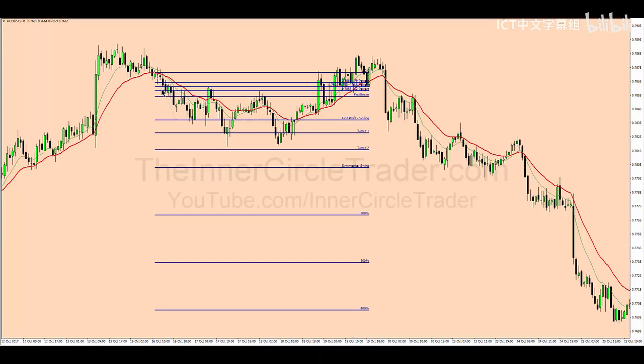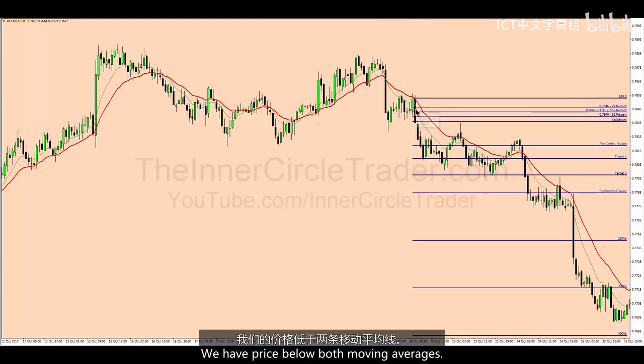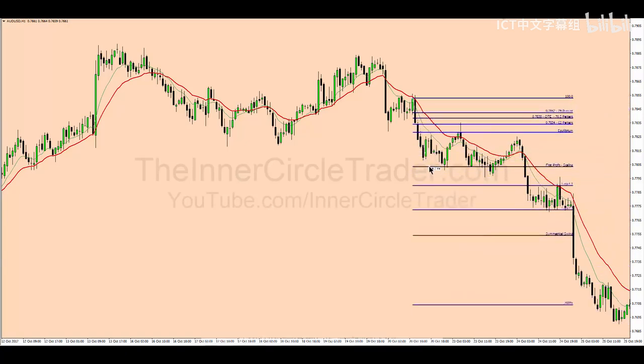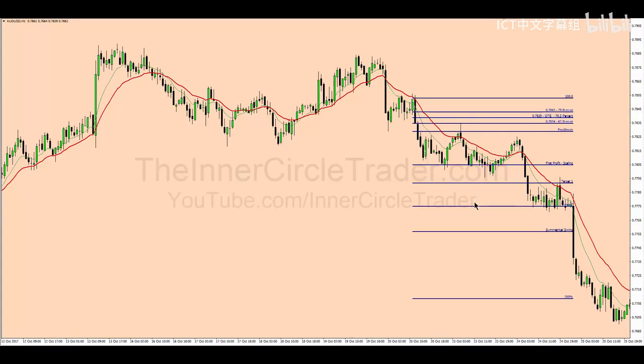And the next ideal one is here. We have price below both moving averages. They're stacking here. It does punch up through it, but we don't get the 10 period to cross over. And we have to put that down right on the lowest body portion here. Comes up, nicks the 62% retracement level. There's a sell. We could look for target 1, target 2, symmetrical, 200 extension eventually.